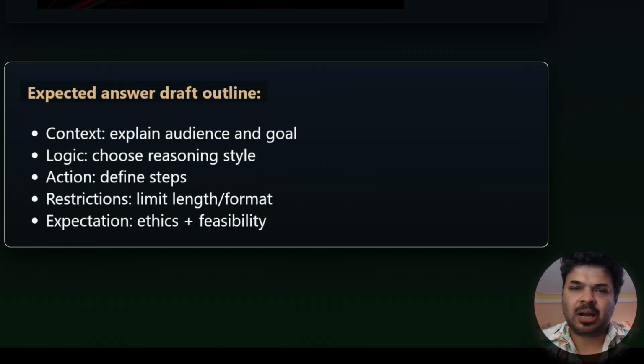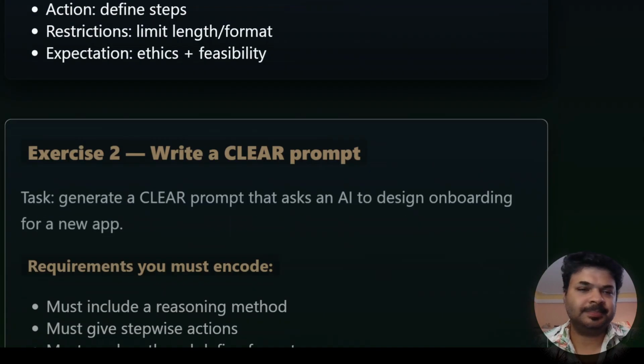Expected answer draft outline. Context: give it the context. Explain the audience and goal, who is the intended audience of this. Logic: choose the reasoning style. Action: define the steps one by one. Restrictions: limit length and format, don't make it too wordy. Expectations are ethics and feasibility of actually executing it.